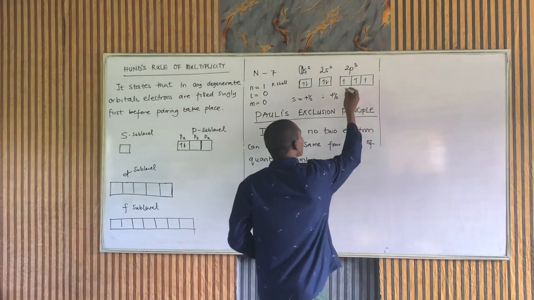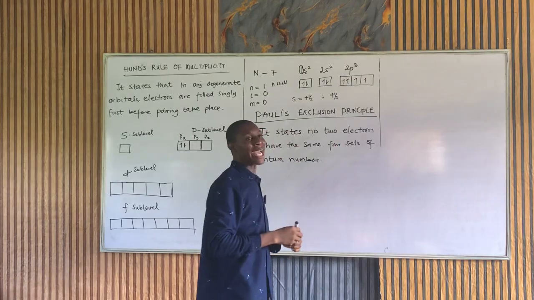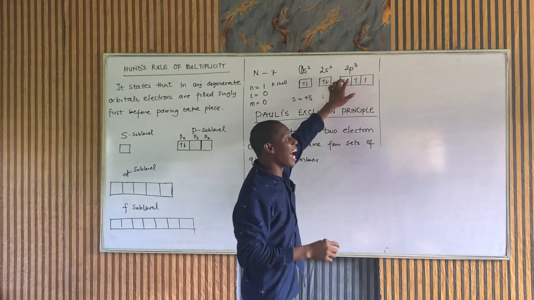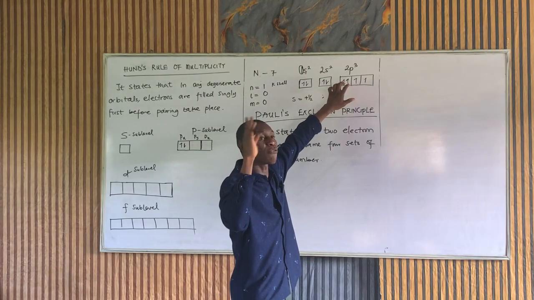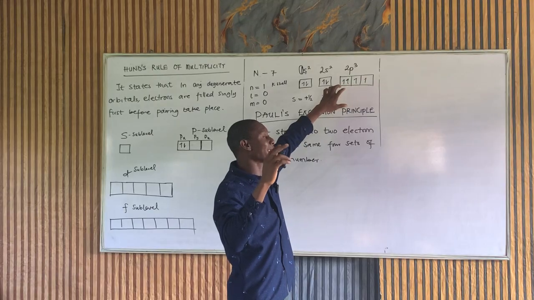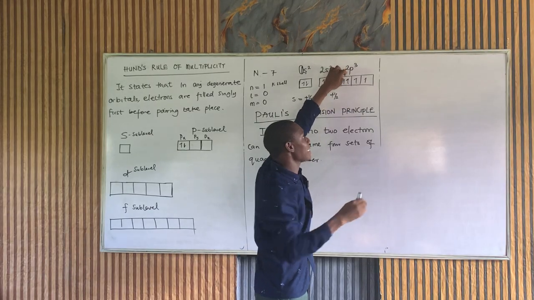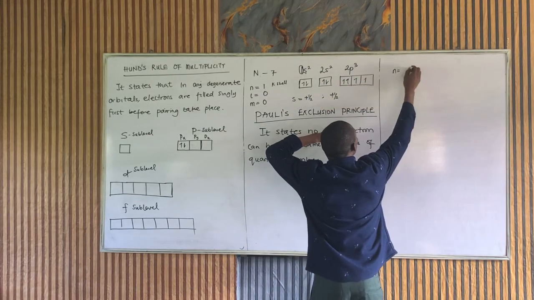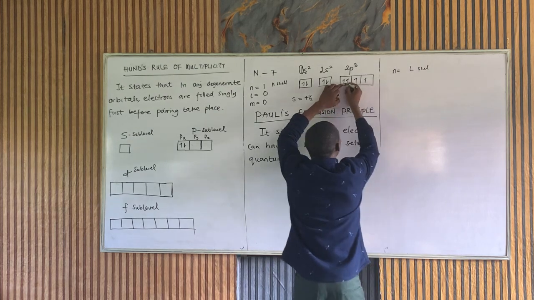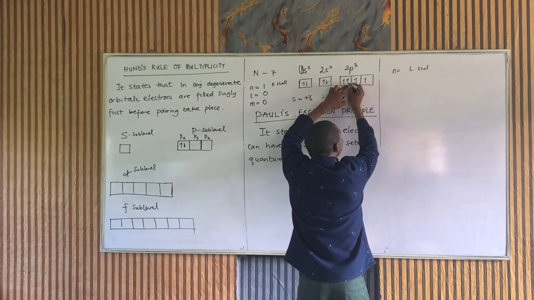If I put 2 electrons here like this, it will be wrong. Why? These 2 electrons in this orbital now have the same set of quantum numbers, and we can bring that out. The principal is n, which is 2, which is talking about the L shell. So this electron here is in the L shell, and this electron here is also in the L shell.